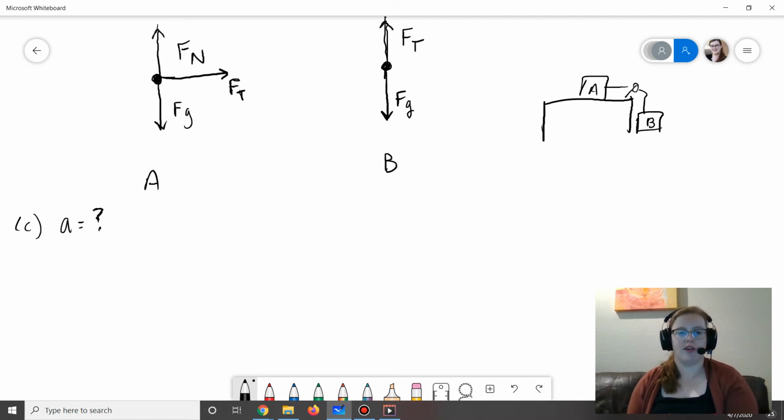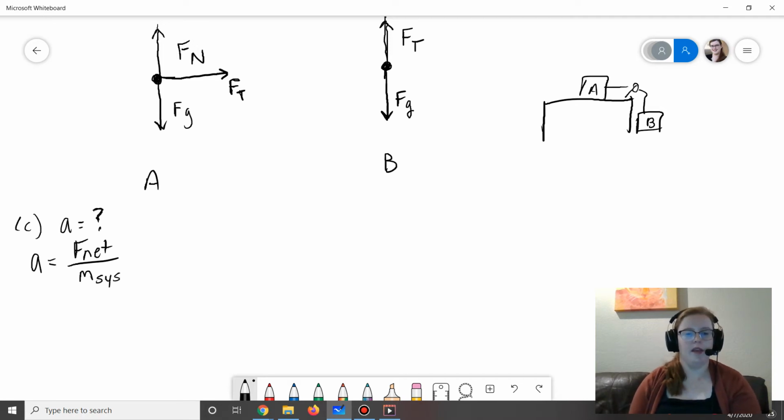So whenever we're solving for the acceleration, we know that the acceleration is equal to the sum of forces, or our net force, all divided by the mass of the system. Well, the mass of our system is just m sub A plus m sub B.